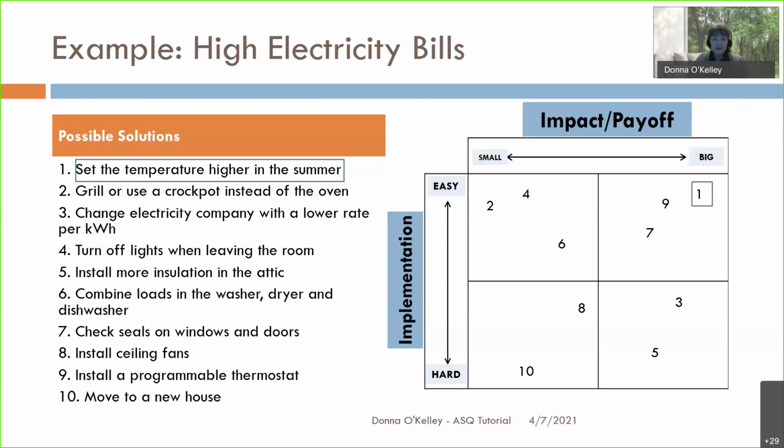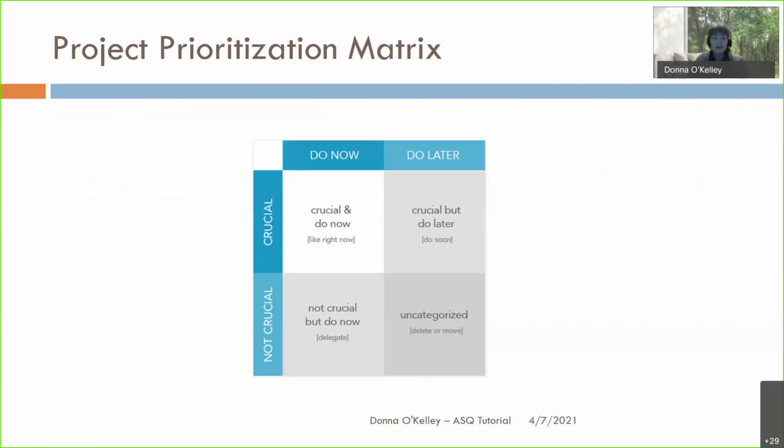PICK charts are used a lot in lots of industries for project selection as well. So this is another 2x2 matrix. It's a project prioritization matrix. You see up in the upper left quadrant, it's do it now, and it's crucial, down to do it later, and it's not crucial.